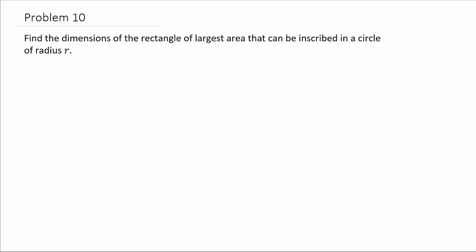All right, so here we have another optimization problem. Got several of them I'm working. You can see this is problem 10 here.